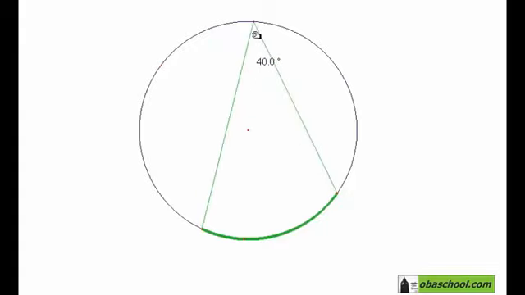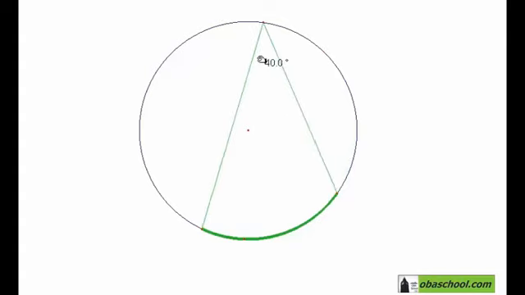What happens if we then take the angle down into the minor arc? Note that it becomes 140 degrees. And if we move around this minor arc, it always stays as 140 degrees. Note also that 140 plus 40 is 180.